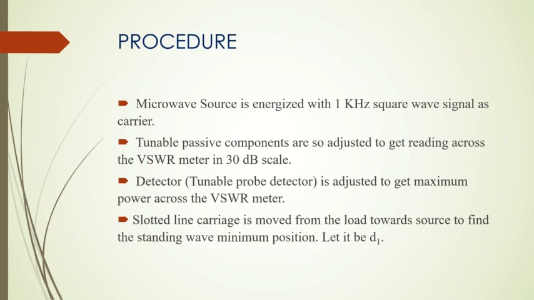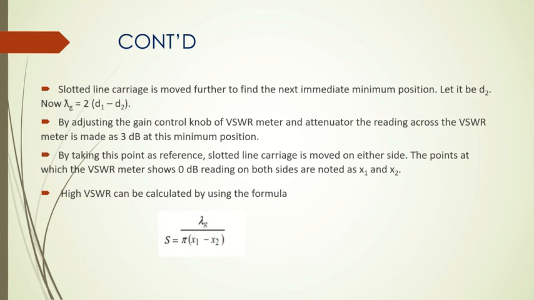Then move the slotted line carriage towards the source to find the standing wave minimum position, and we let that position be D1. Again, you move your slotted line carriage to find the next immediate minimum position, and you let that position be D2. From those, you can determine your wavelength using the formula shown, 2 times (D1 minus D2).